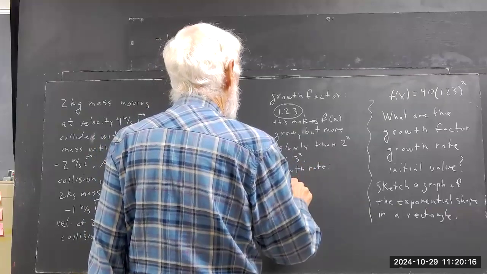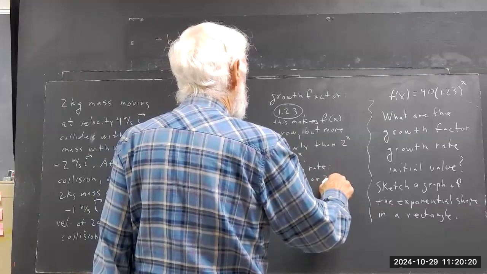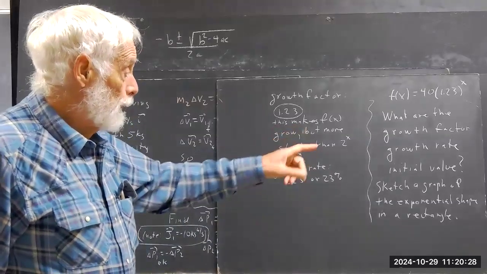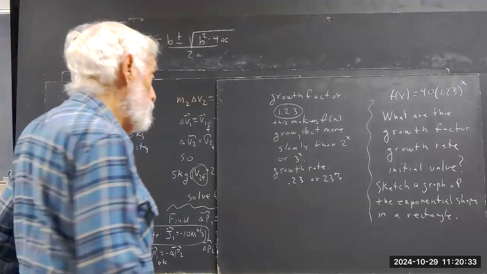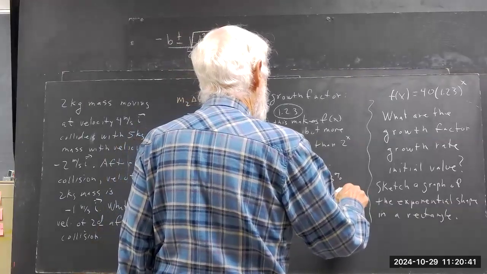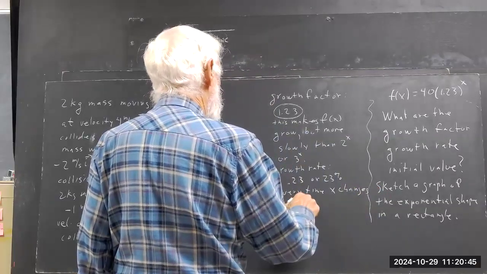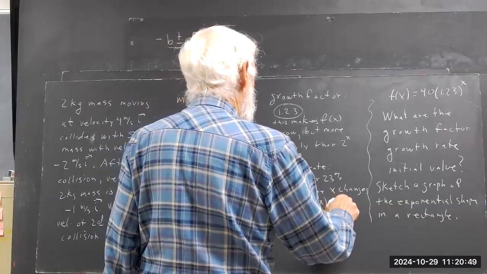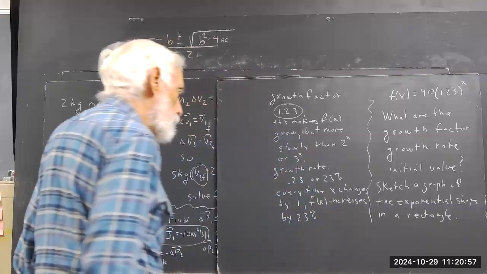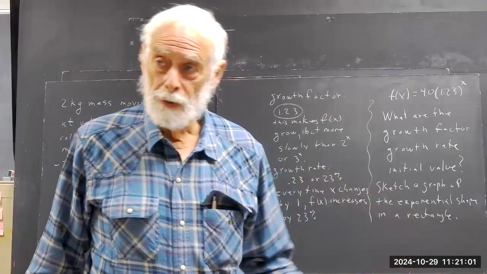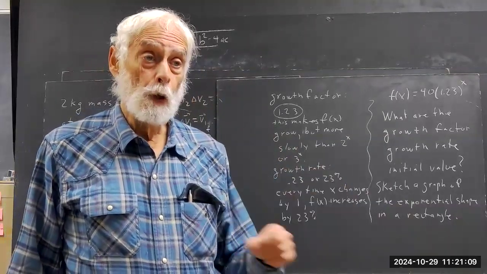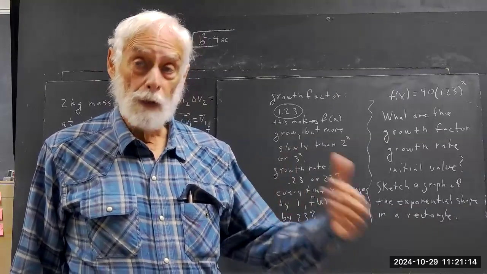Growth rate: 0.23 or 23%. Every time x changes by 1, f of x gets 23% bigger. If you invest money at 5%, which is a pretty good percentage, then the growth rate is 5%, which is 0.05.